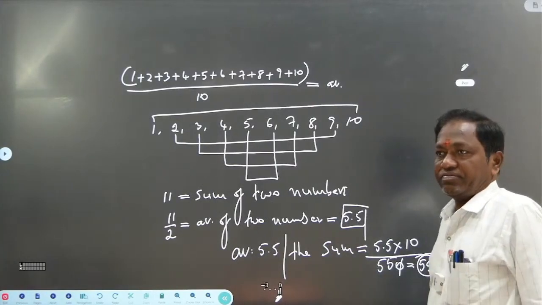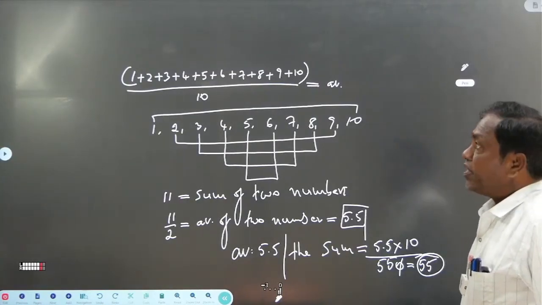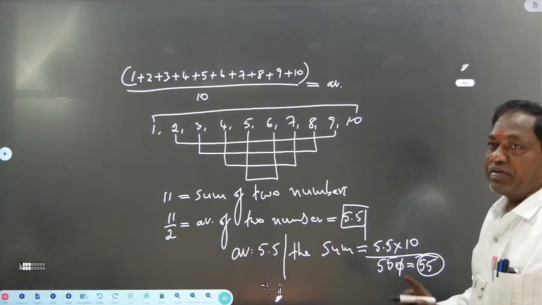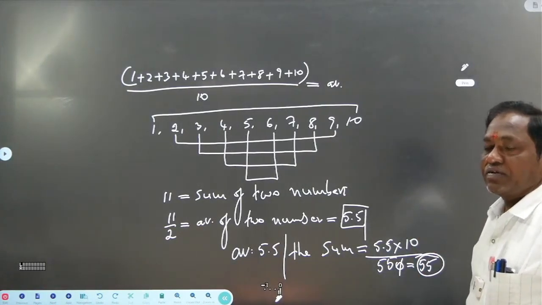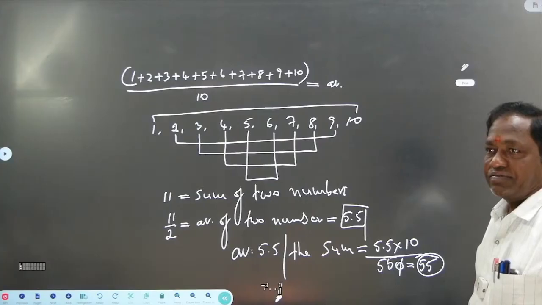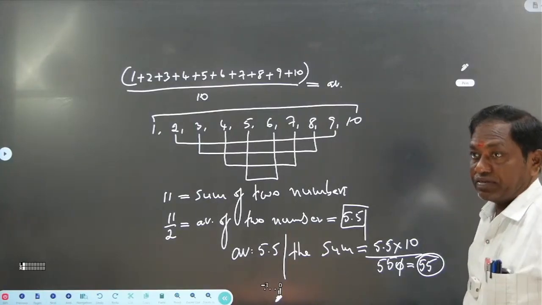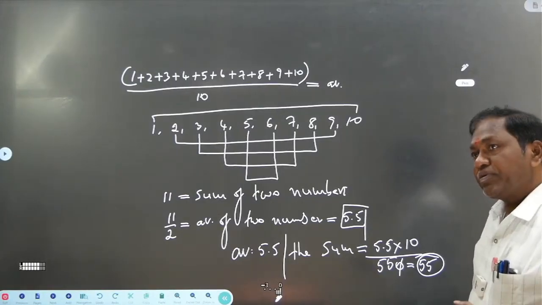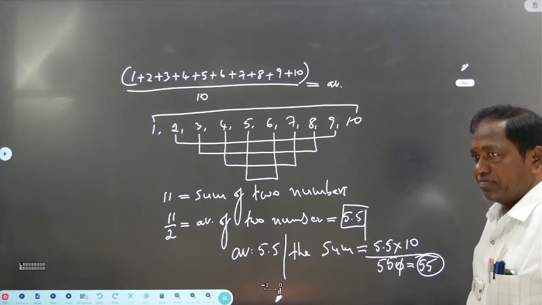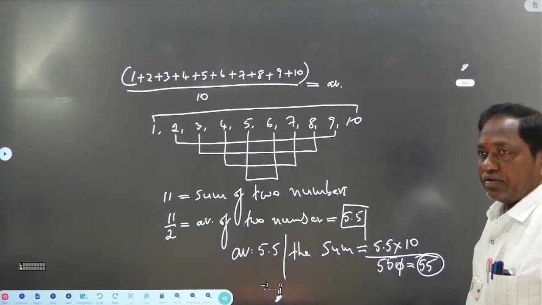This is the structure that is required. n into n plus 1 by 2 is applicable only for the first natural numbers. I don't say it is not required, it is very much required. This is the thing.